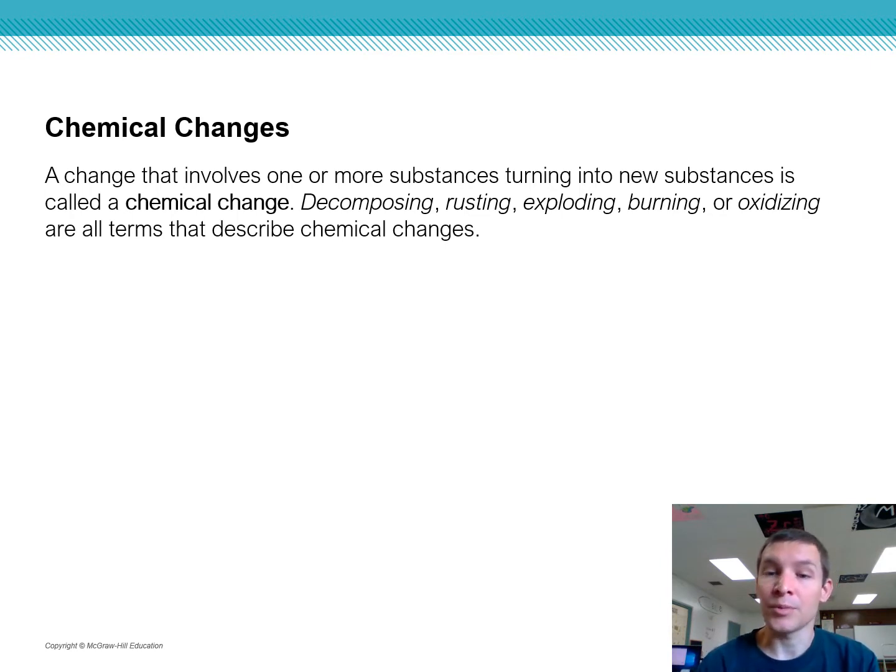Examples are decomposition. That's a fancy word for breaking down into simpler compounds or elements. Rusting. A fancy word for that is oxidizing. So rusting, like iron turning into rust, that's all because it chemically reacts with oxygen.